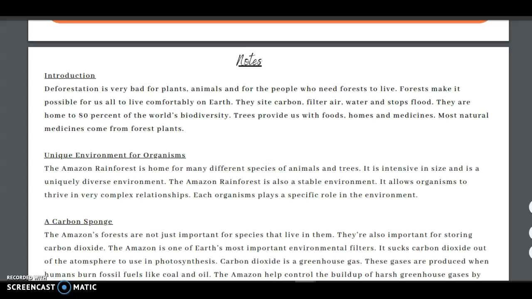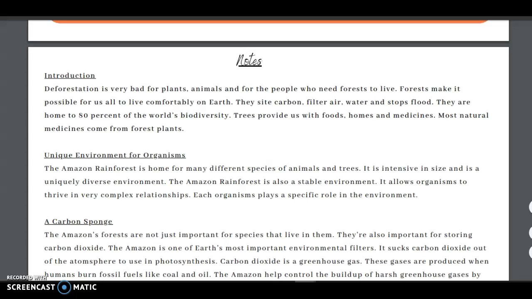There was also a section that talks about certain butterflies that only stay in the Amazon rainforest, and about ants, and a complex number of over 250 species that dwell in the Amazon rainforest. So to disturb or disrupt something so impactful will be detrimental. The Amazon rainforest is not just important for the species that live in it, it's also important for storing carbon dioxide. The Amazon is one of the Earth's most important environmental filters.